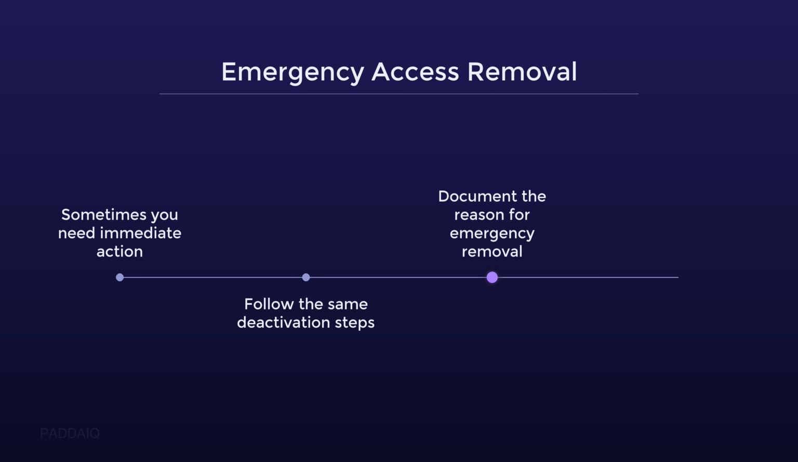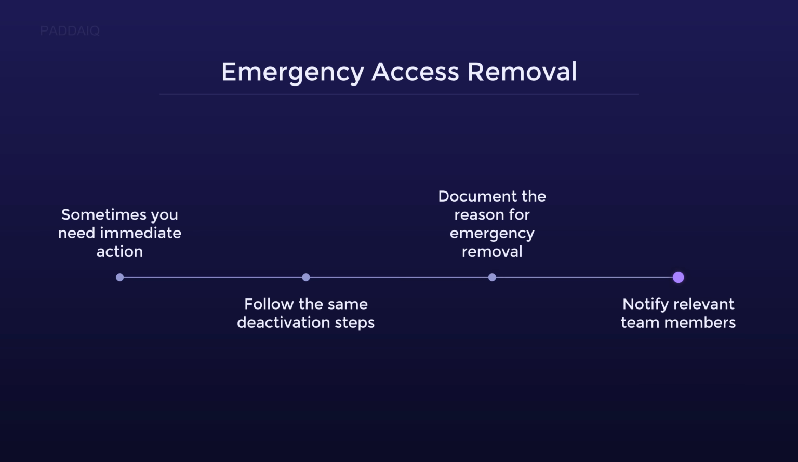Document the reason for emergency removal. This means you must write down why the emergency access is being taken away. For example, if an employee resigns, you document that their access is removed to prevent unauthorized actions after departure. This creates a clear, traceable record for security and compliance.